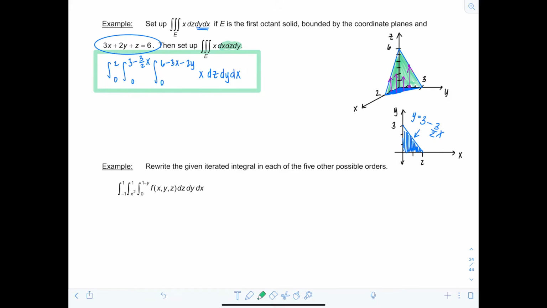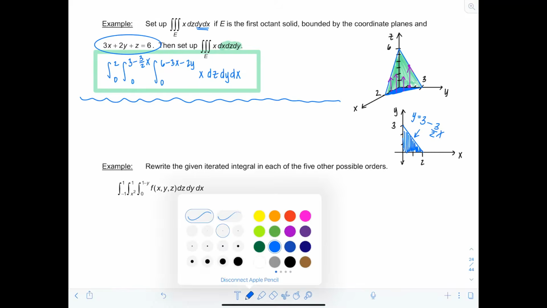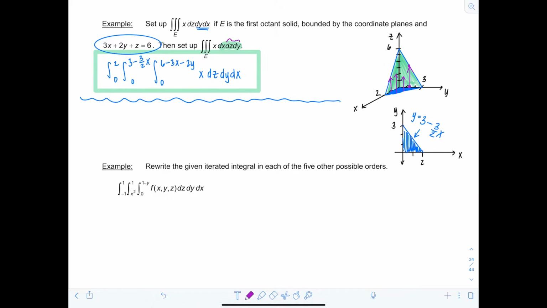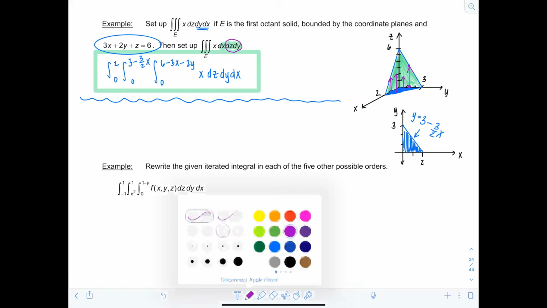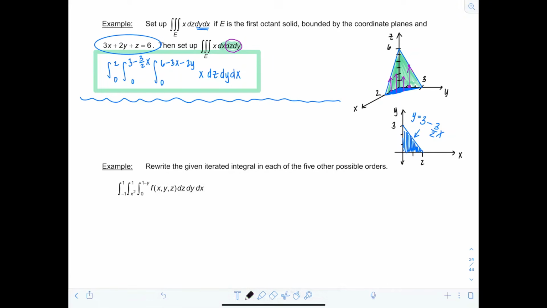Now they want us to set it up and switch the order of integration. They want us to do dx, dz, dy. So what does that mean for us? Well, it means now I'm going to treat the yz plane as the base region for the solid. Okay, so let's see what's going on in the yz plane. I'm going to draw it separately again. So we'll say this is the z-axis, and this is the y-axis.